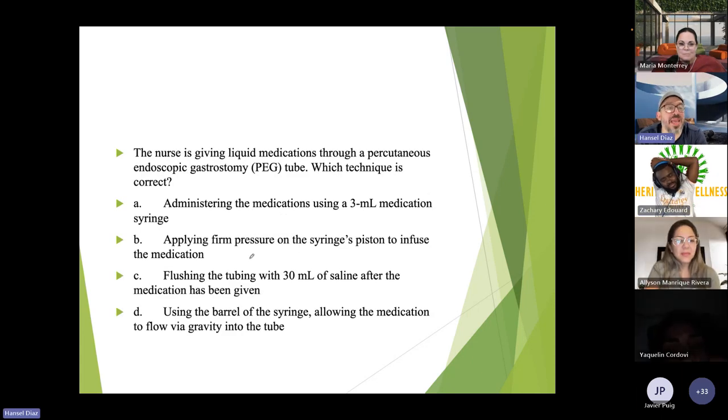The nurse is giving medication through a percutaneous endoscopic tube. Endoscopy means that it was done through the mouth. Percutaneous, the other one would be through the belly. This one was a PEG tube that was done through the mouth. That's endoscopy. Gastrostomy, PEG. Which technique is correct?